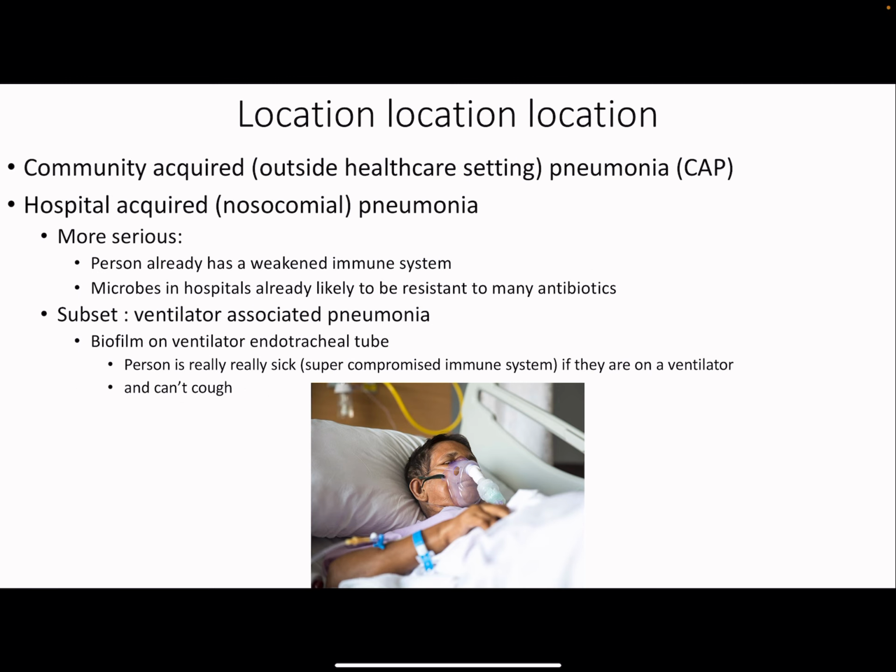So like we mentioned, there can be a community-acquired pneumonia. There can be hospital-acquired, nosocomial. This is going to be a little bit more serious, but the person probably has a weakened immune system already, so they're maybe a little bit more susceptible, a little bit more vulnerable. Also, the microbes are more likely to be resistant to antibiotics. Now, there's a subset. It's kind of funny because this is already in the hospital, but nevertheless, a subset is ventilator-associated pneumonia. So these people are probably really, really sick, so it's an extra large issue.